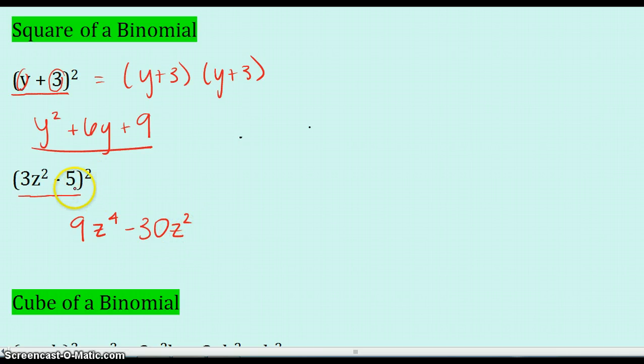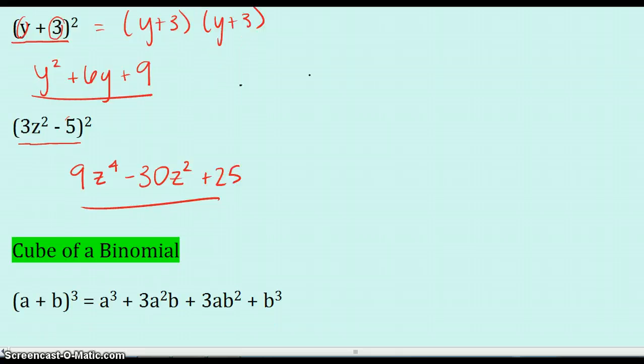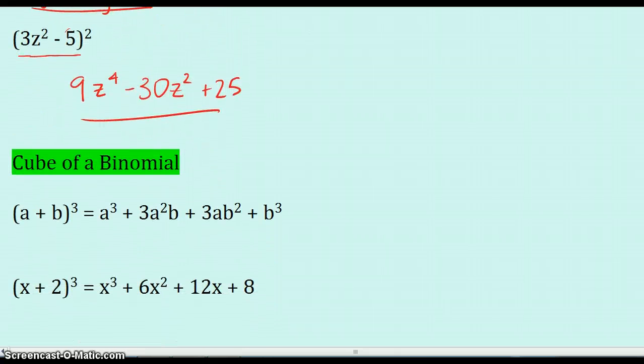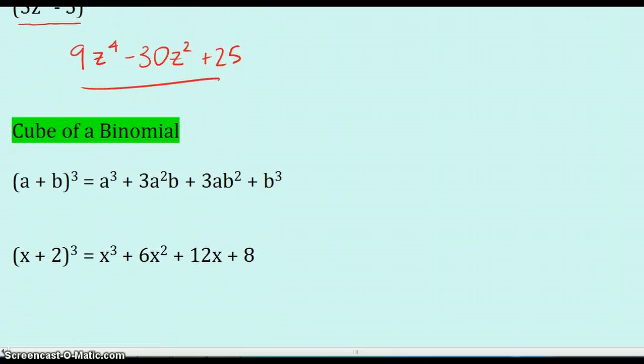And your last step is to square this last term. So you have 5 squared, which is 25. And that's your answer. The last pattern I'm going to show you is not the square of the binomial, but a cube of a binomial. So now instead of a squared, we're cubing a binomial.